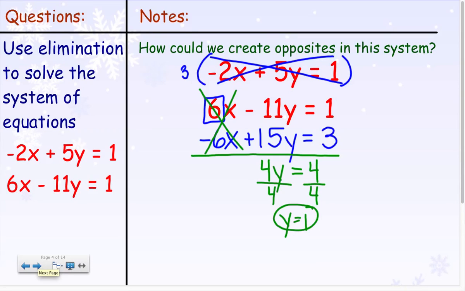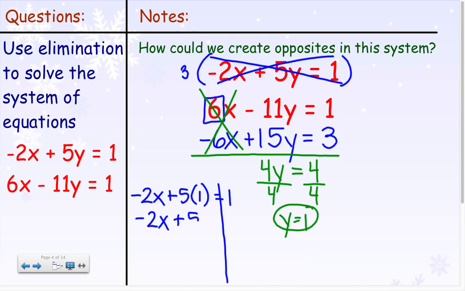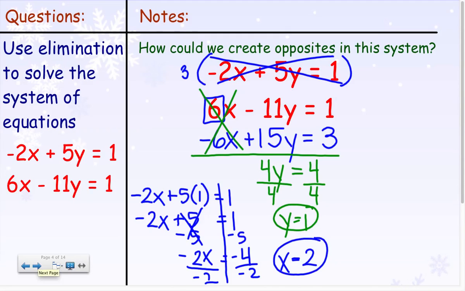All right, now I'm going to take that 1 and plug it into my top equation. So negative 2x plus 5 times 1 equals 1. Negative 2x plus 5 equals 1. Subtract 5 on both sides. Divide both sides by negative 2. And I'm left with x equals 2. So my coordinate point for this system is 2, 1. It is intersecting at one solution.